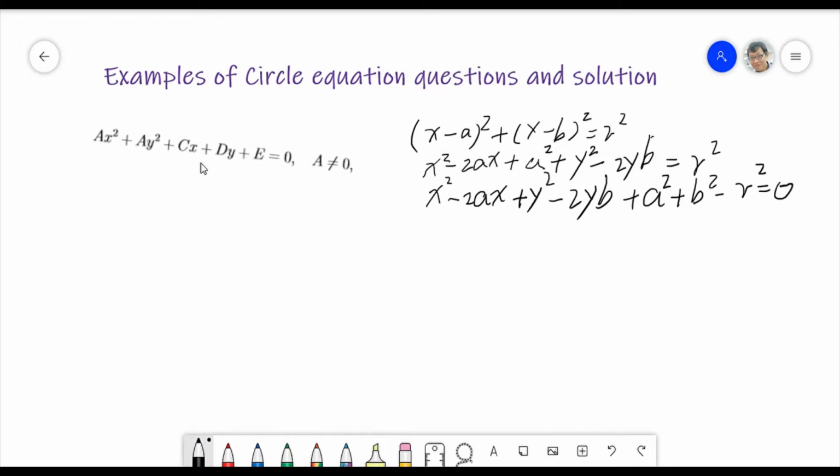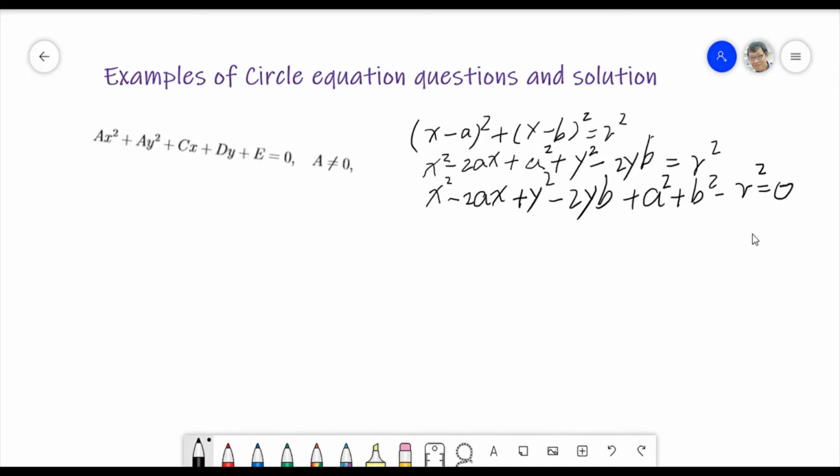Okay, so let's compare with the other form of the circle. We can see A x squared and A y squared, so corresponding is x squared. Here A can be anything, but we can just simplify it as A equals 1, right? So x squared plus y squared, then plus Cx, where C is negative 2a, right? What about Dy? D is negative 2b, right? What is E? E here is a squared plus b squared minus r squared. Am I right? Yeah, that's exactly how it can be written this way.